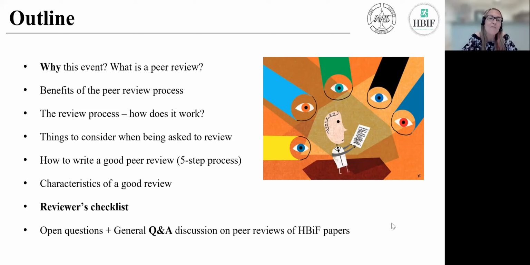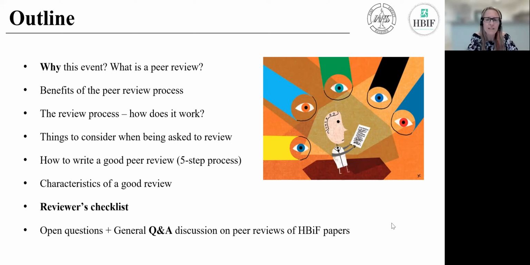We will both end this presentation with a set of open questions. So in addition to answering any questions that you have for us on writing a good peer review, we also have some questions for the audience, maybe to spark a discussion, some kind of potentially contentious questions around the peer review process.